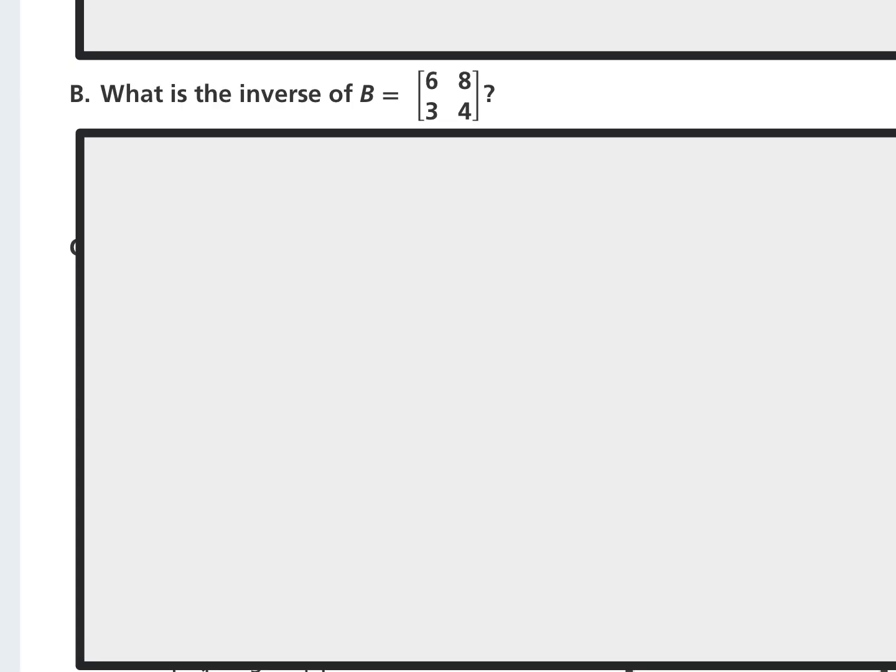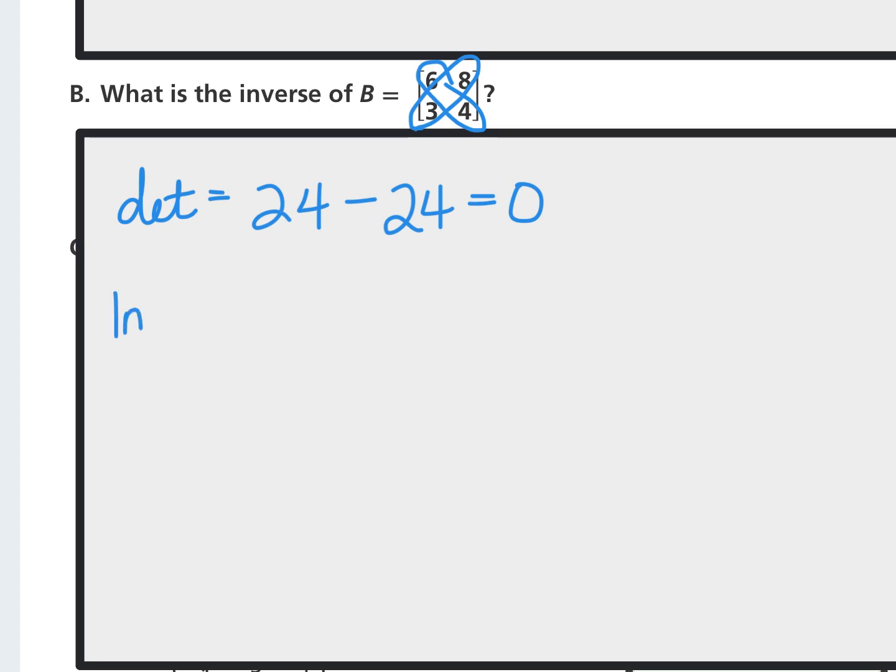All right, so if we try another one here, again, we're going to start with the determinant. So the determinant is my first diagonal multiplied, so 24, minus my second diagonal multiplied, which was 24. In this case, 24 minus 24 is 0, so my determinant is 0. If that doesn't register any warning flags to you, you might continue and say, okay, well, the inverse is going to be 1 over the determinant.